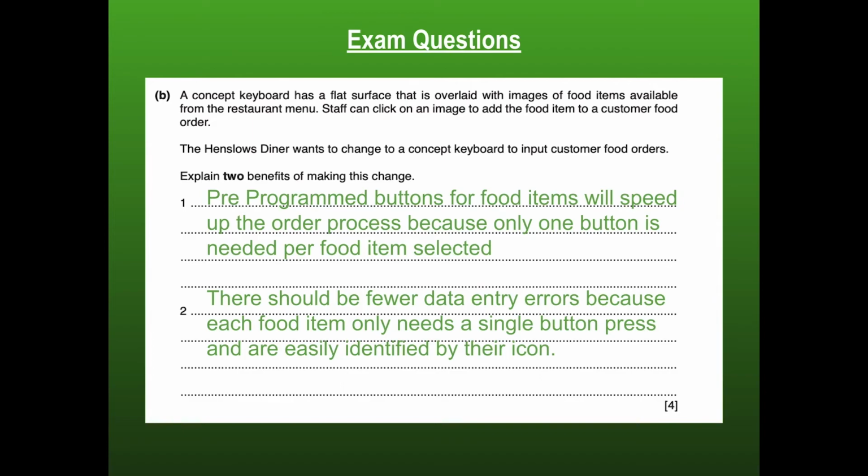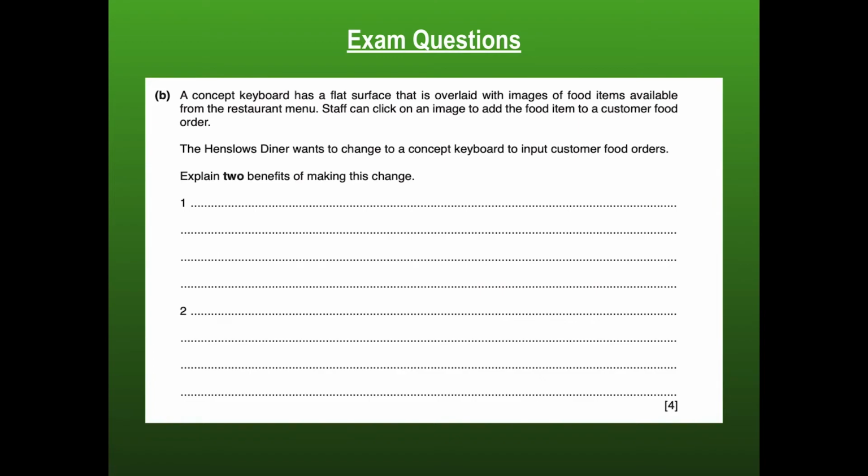So that's the first point that I'm making and why it's a benefit. And then I'm going to explain why it's a benefit. And that's because each of the food and items only needs one single button press. And also, those are really easily identified by their icon. So they're actually very similar answers. They're both to do with the fact that one button press is going to make this a benefit, and one of them is going to make it faster, and one of them will reduce errors.